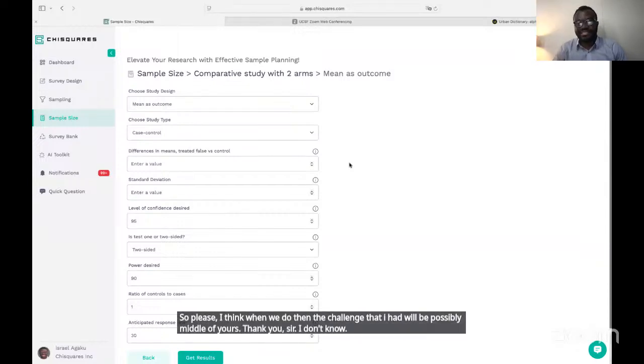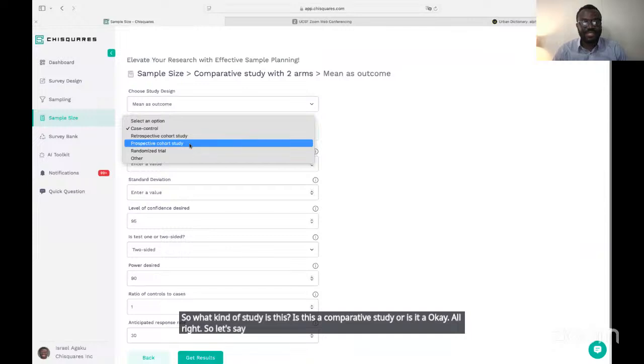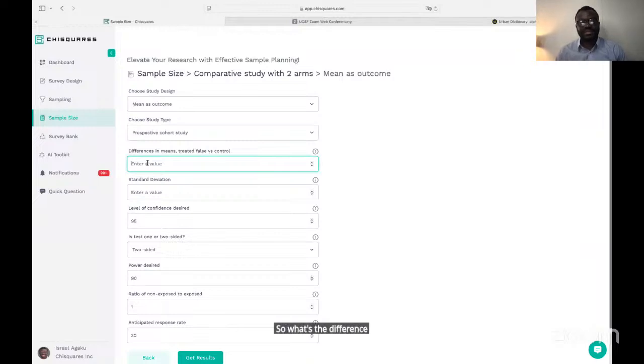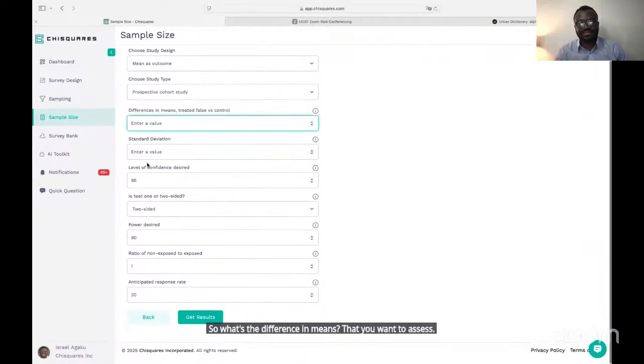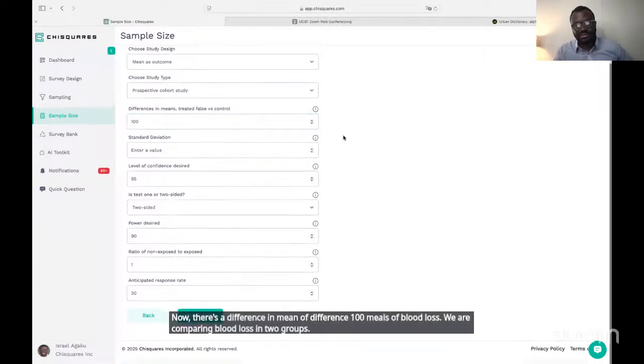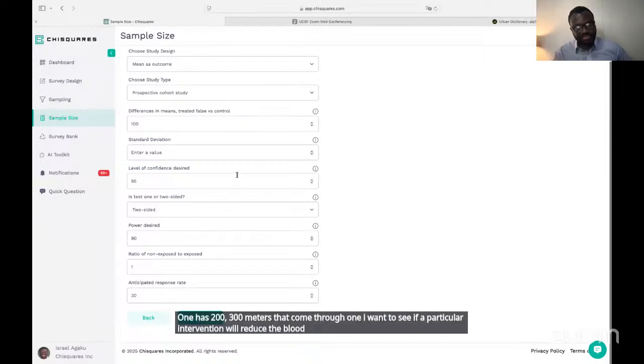So what kind of study is this? Is this a comparative study with two arms? Okay, all right. So let's say you're designing a prospective cohort study. What's the difference in means that you want to assess? Let's say a difference in mean of 100 mil of blood loss. We're comparing blood loss in two groups. One has 200, 300 mil. That's the control. In the other, I want to see if a particular intervention will reduce the blood loss to, say, 200 mil. So the difference is 100 mil of blood.